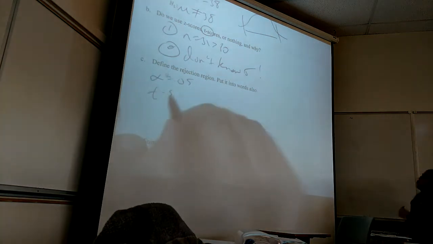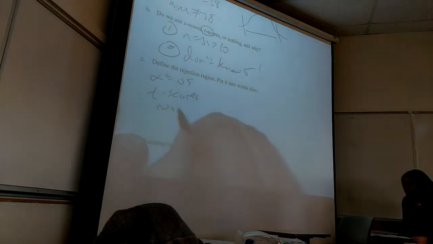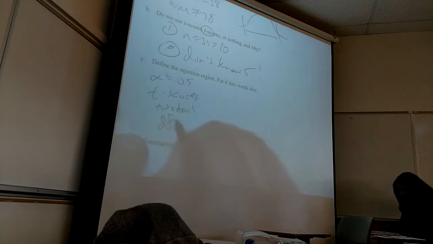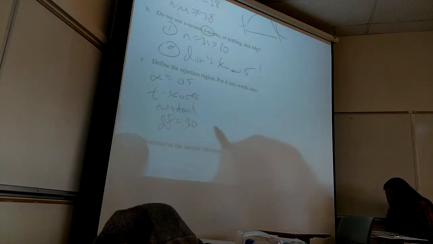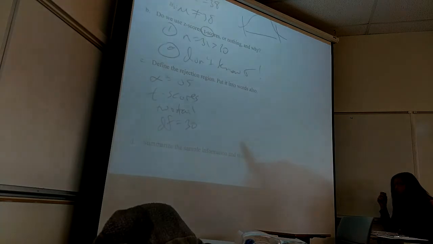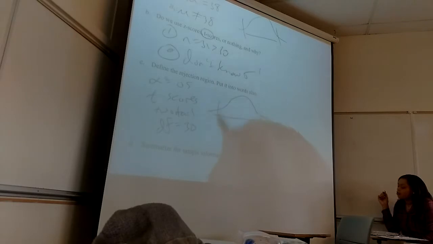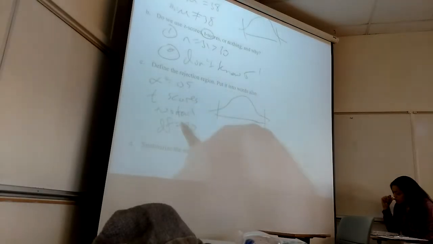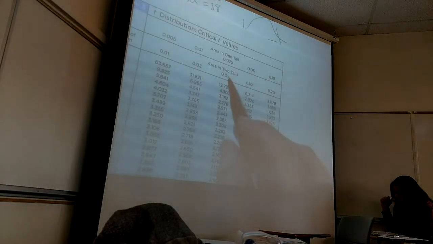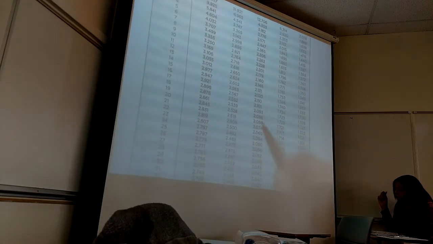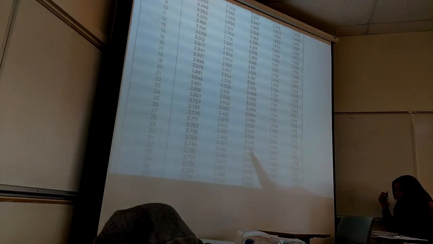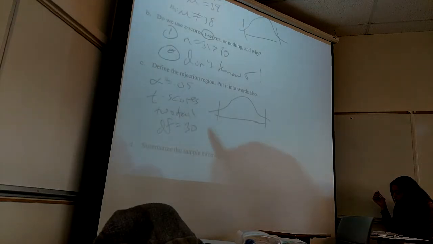Define the rejection region. Alpha is 0.05. I'm using t-scores. So 2 tail. Degrees of freedom is 30. We know it's 2 tail, 0.05, 2 tail, so I'm in the middle column here. Degrees of freedom of 30 makes me stop right there at 2.042. So negative 2.042, positive 2.042. Way out here, way out here.